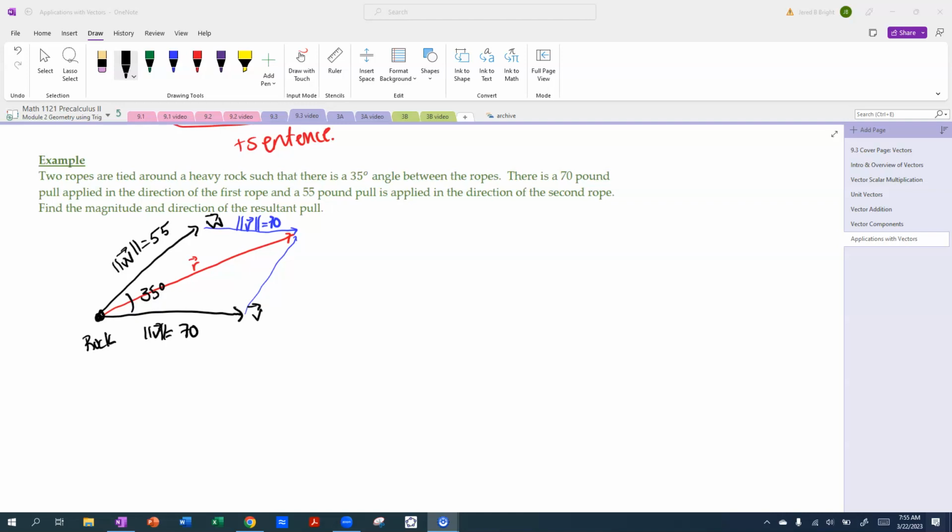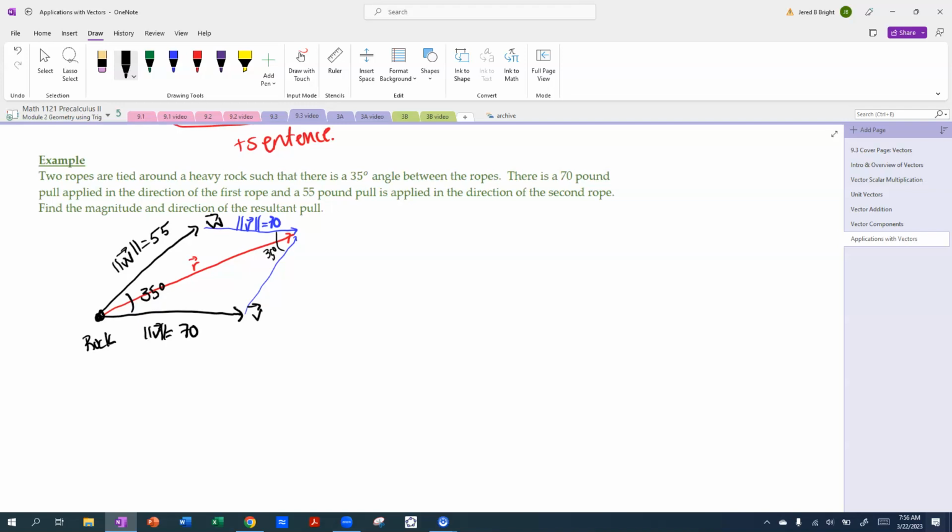And then I just completed the parallelogram to get the resultant vector drawn in. Now we want to find the magnitude and direction of the resultant pull. Very similar to what we've already done. This one, though, we do have to remember that bit about parallelograms to help us move forward. The opposite angles of parallelograms are congruent, so that's 35. If these are both 35, those sum to 70. Interior angles of a parallelogram sum to 360.